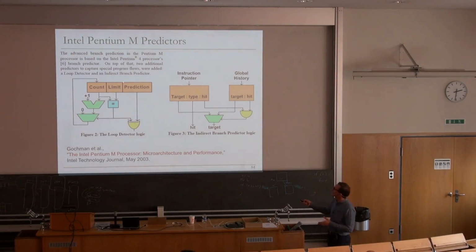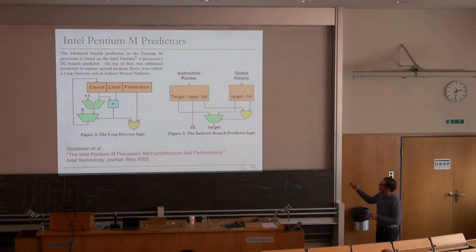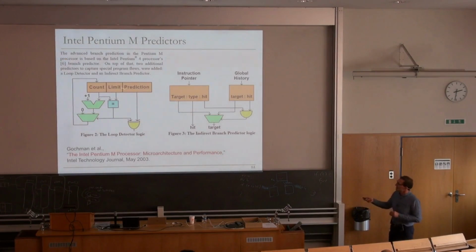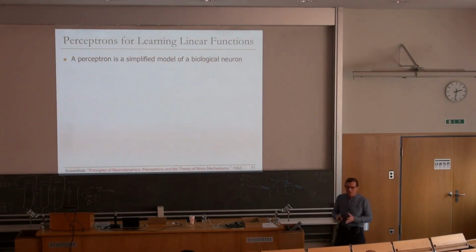Set that to the limit. And basically, the next time you encounter this branch, start counting. If you reach the limit, set the prediction to be not taken. That's the idea. And they also had an indirect branch predictor, which we're going to talk about a little bit later. So that's a completely different predictor. So this shows that actually some branches are much more specialized, and you can predict them more easily.